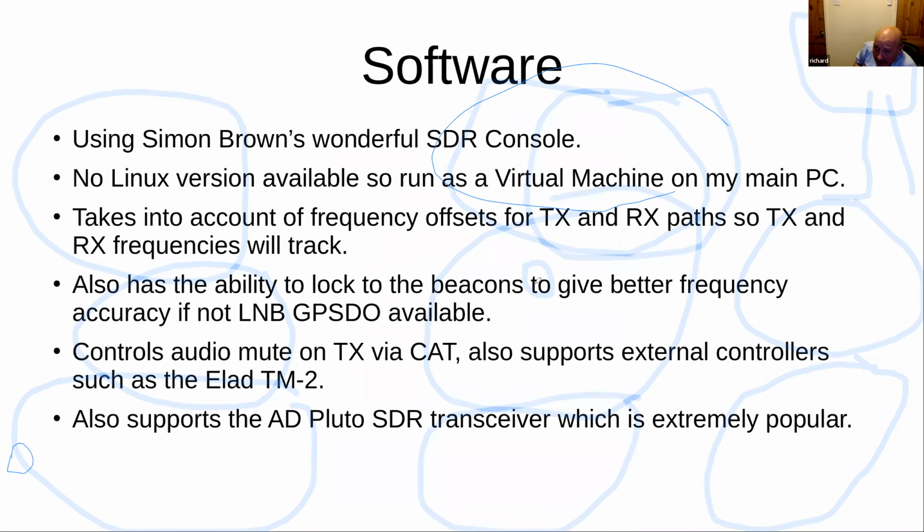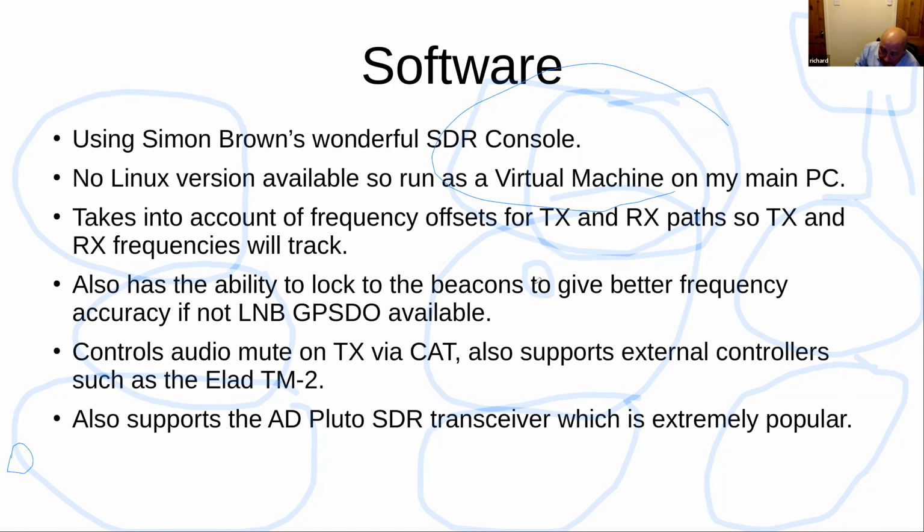So the software that I'm using is Simon Brown's wonderful SDR Console. I'll run a demo in a couple of minutes. Unfortunately, there isn't a Linux version of it, so I run it as a virtual machine on my main machine, which runs Linux. Basically it controls the whole system. So it takes into account frequency offsets for the receive and transmit paths. Both receive and transmit track to the downlink frequency that you're looking at.